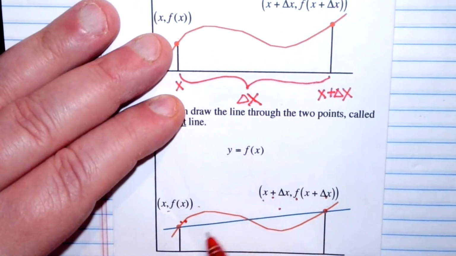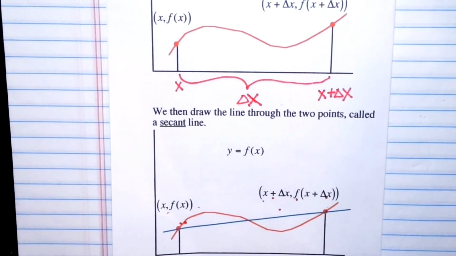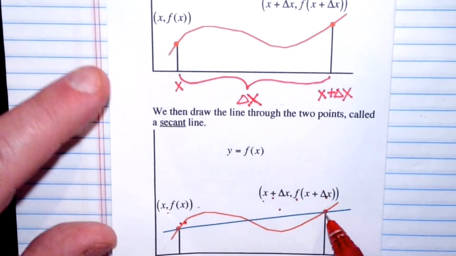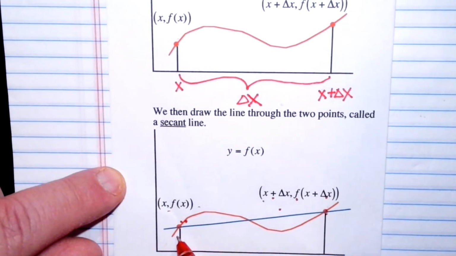The slope of this secant line may not really be all that good of an approximation, and I think one reason for that is fairly apparent. I chose this point a long way from this point.